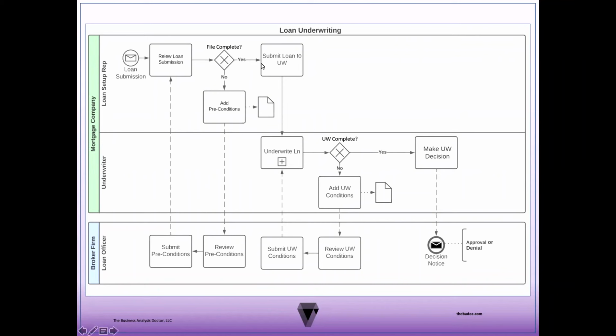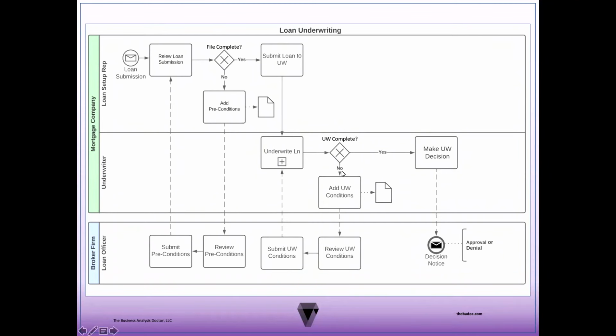Now, if the file is complete, the setup rep submits the loan to underwriting, where the underwriter will underwrite the loan. As you can see, the underwrite loan activity is represented as a sub-process. This is because underwriting can be pretty involved and could have a number of different subsections, such as checking credit, reviewing the appraisal, reviewing financial statements and assets, and so on.